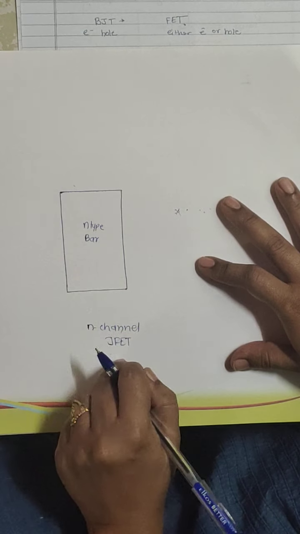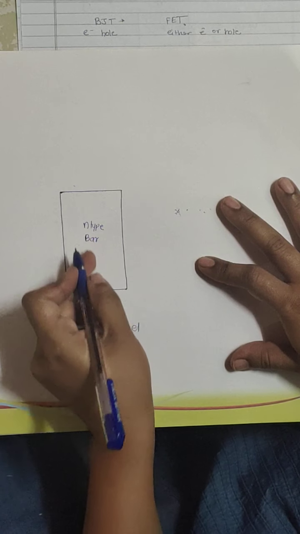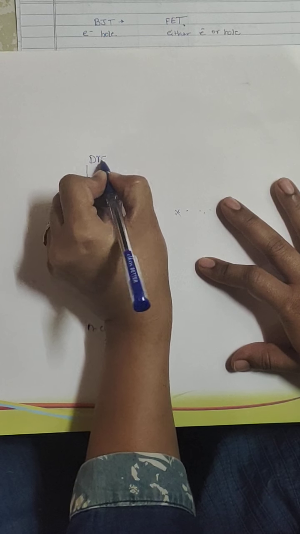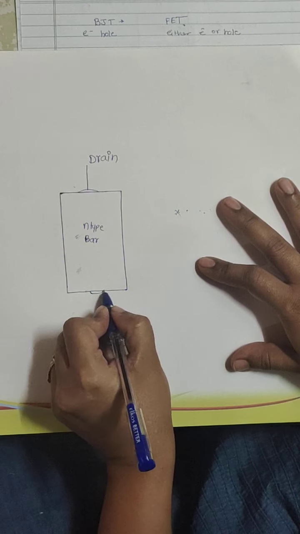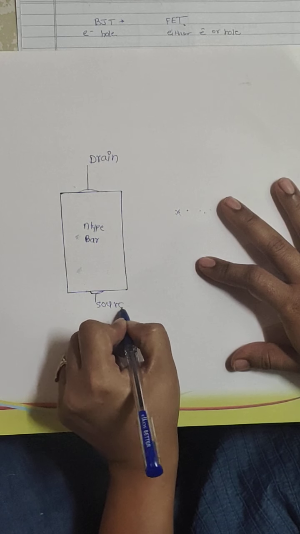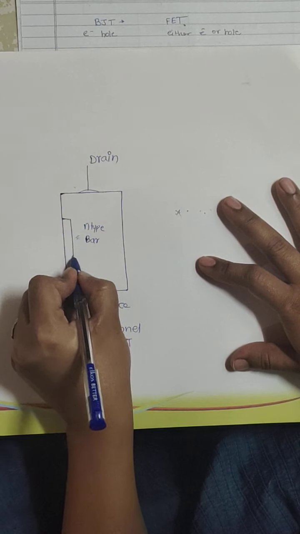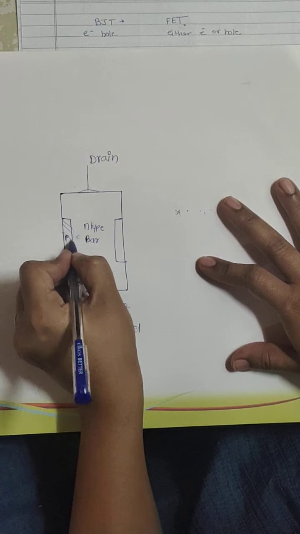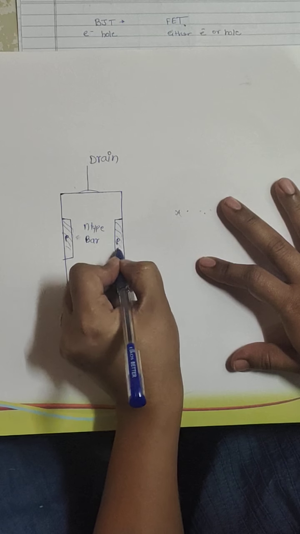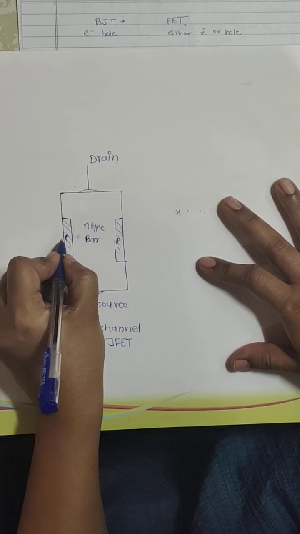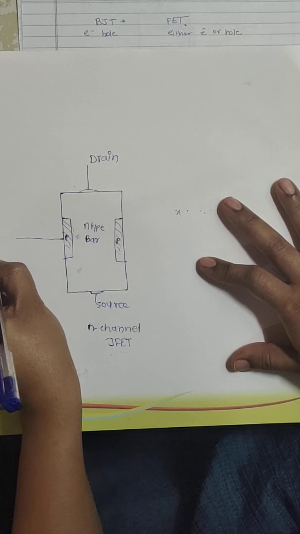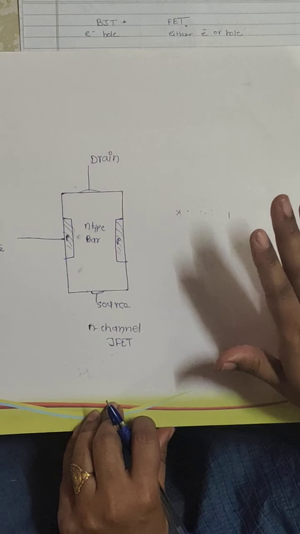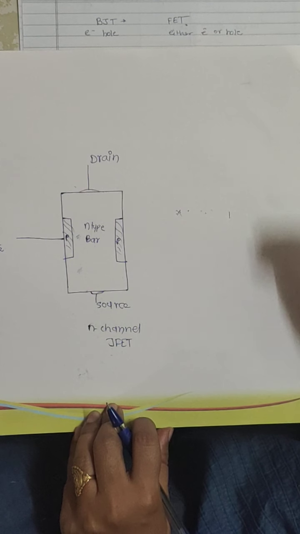This is the N channel JFET. One N type semiconducting bar is there. Two terminals are taken out, and the names of those two terminals are drain terminal and source terminal. Then two P regions are there in the middle of the bar. This is a P region and this is also a P region. These are internally connected and one terminal is taken out, and this is called the gate terminal. So this is the simple construction which we have already discussed.